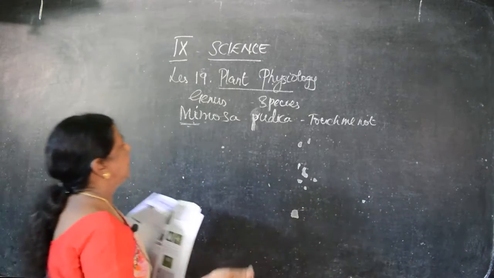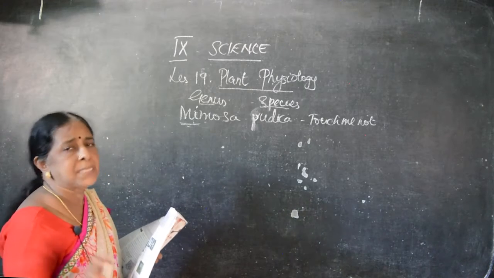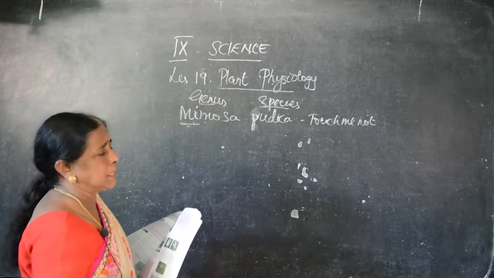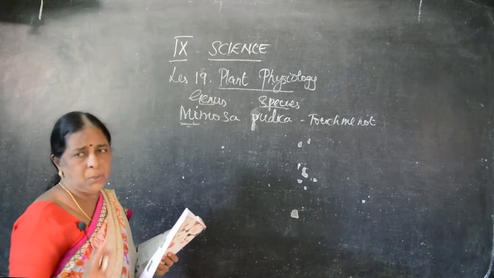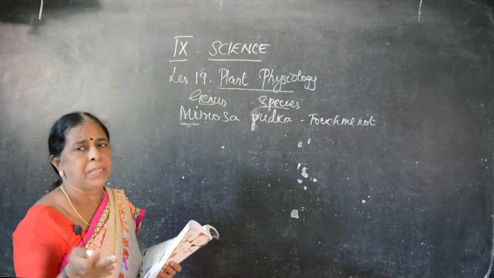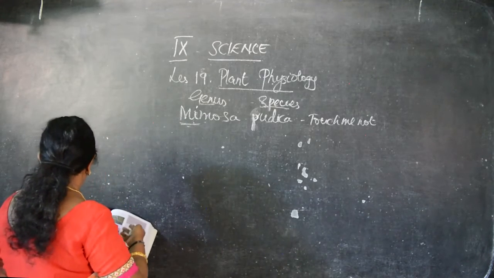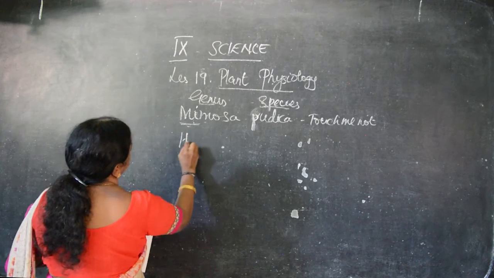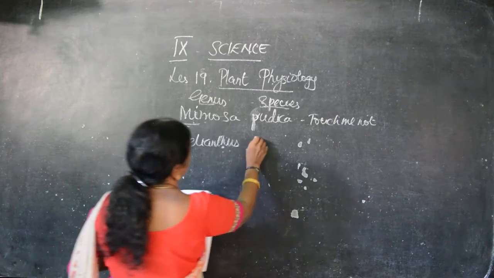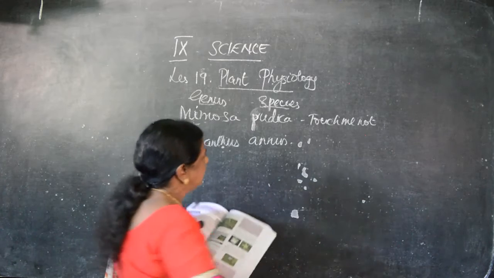Only science students, those who are studying biology, know that Mimosa pudica means the touch-me-not plant. But other people, those who are not learned, our parents have learned no doubt, but they know only the touch-me-not plant. In Tamil we say Thottal Sinungi. When you go near it, you need not touch, it will close its leaves. The same with the sunflower, Helianthus annuus. This is the sunflower.